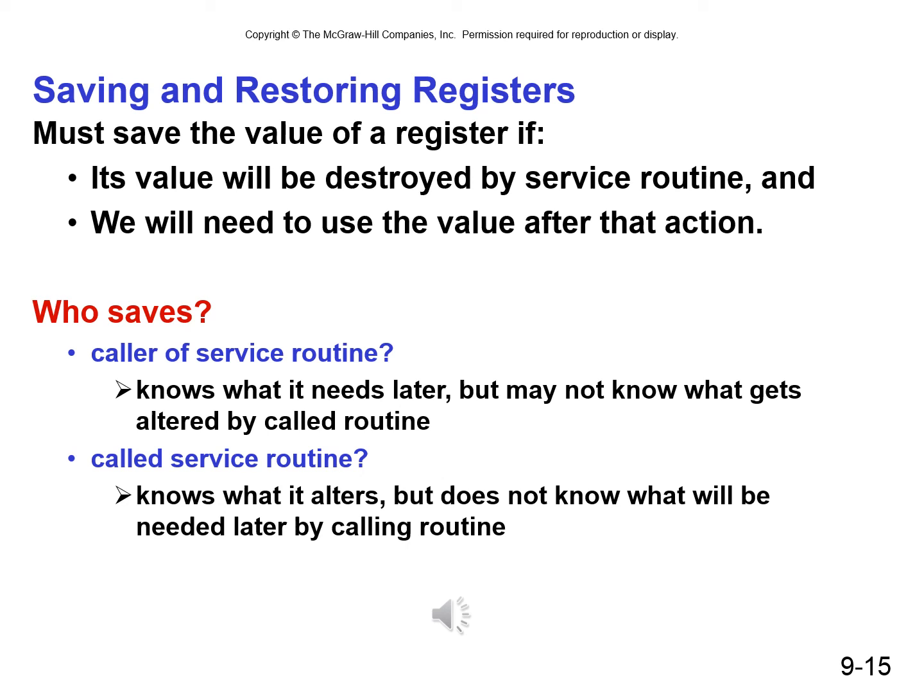So who should save what? The caller of the service routine only knows what it needs later, but it may not know what gets altered by the service routine. Remember, abstraction. In order to use a service routine, you just need to know what the argument is and what it will return. And in most cases, it's an address in R0. So most of the onus of preserving the state of the program that calls the service routine falls on the service routine. It knows what it alters, but it doesn't know what will be needed later by the calling routine.